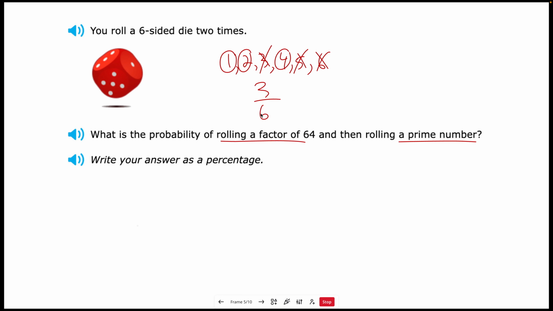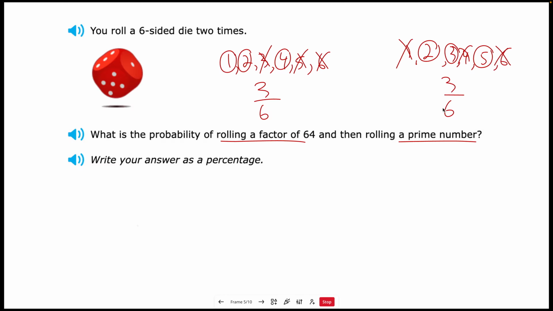All right. Now, what about rolling a prime number? Well, again, maybe we should just list out. Remember, prime numbers, a little refresher here, are numbers that can only be divided by themselves and 1. And so 1 is never a prime number. 2 is, 3 is, 4 is not, 5 is, 6 is not. So also 3 out of 6.